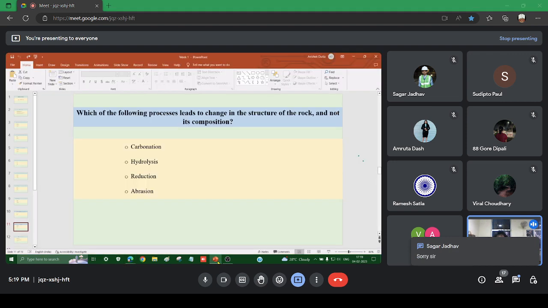I'll just repeat the question. Which of the following processes leads to change in the structure of the rock and not its composition? The options are carbonation, hydrolysis, reduction and abrasion. I'll go to the next question now.